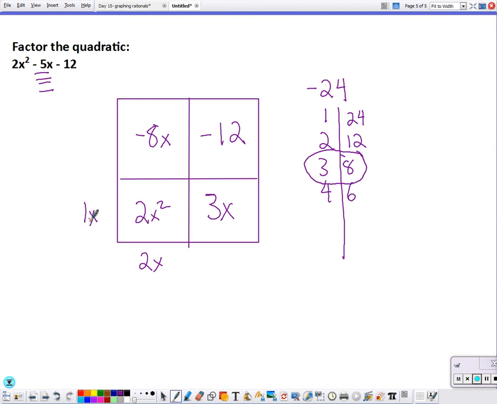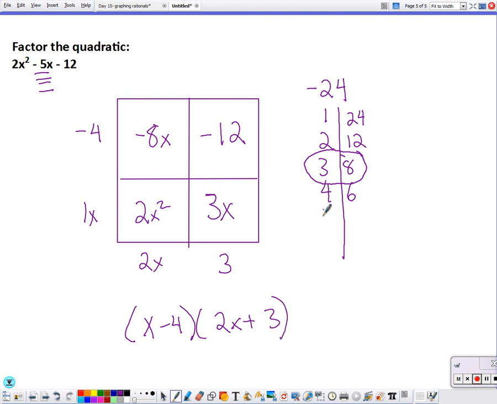So now, 1x times what gives you 3x? 1x times 3. So we'll put a 3 here. Now we have a 2x here, and this is negative 8x. 2x times what would give us negative 8x? Negative 4. Now let's just double check. Negative 4 times 3 is negative 12. So right away, we've got x minus 4 times 2x plus 3.